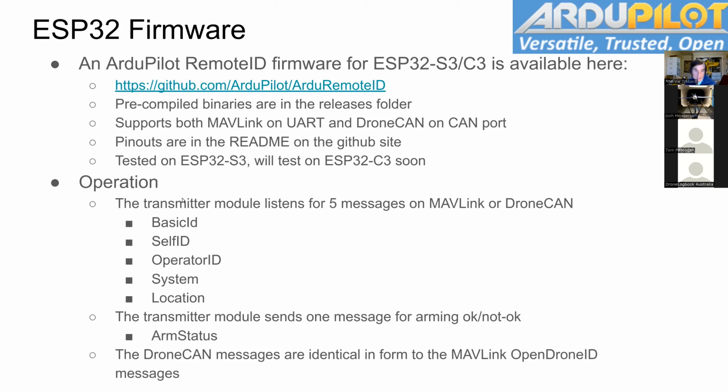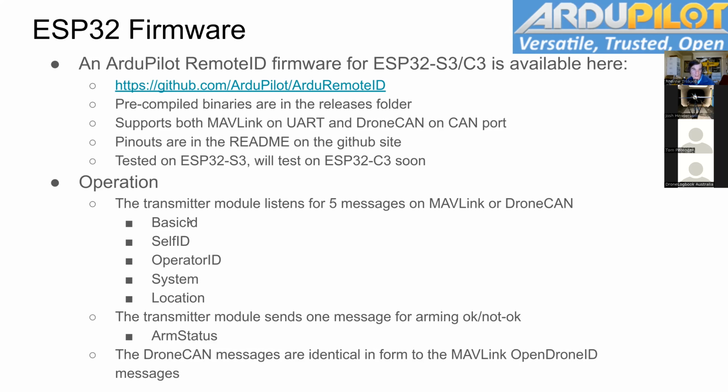All right, so the transmitter module basically listens for 5 messages on Mavlink or DroneCAN. The DroneCAN messages are exact duplicates of the Mavlink Open Drone ID messages, field for field, a one-to-one mapping. That makes doing a dual protocol implementation trivial, because you're literally just copying fields from Mavlink to CAN. The 5 key messages are the basic ID, self-ID, operator ID, system, and location. The first 4 of these are supplied by the ground station.